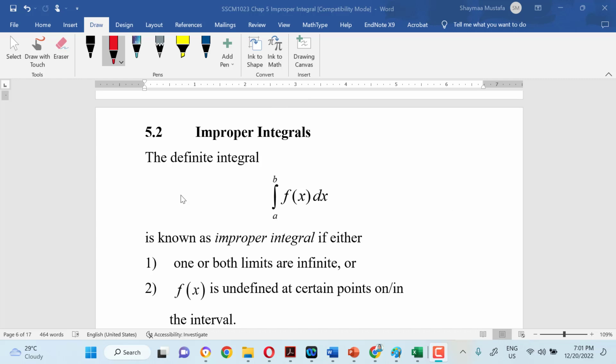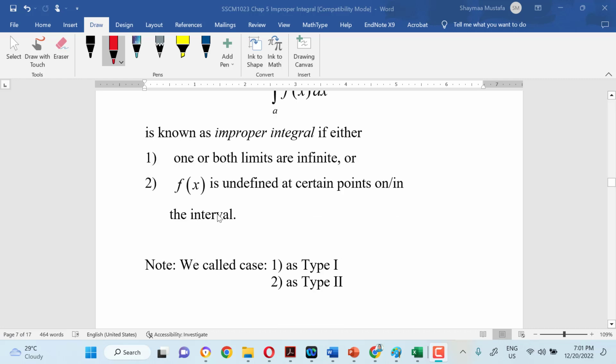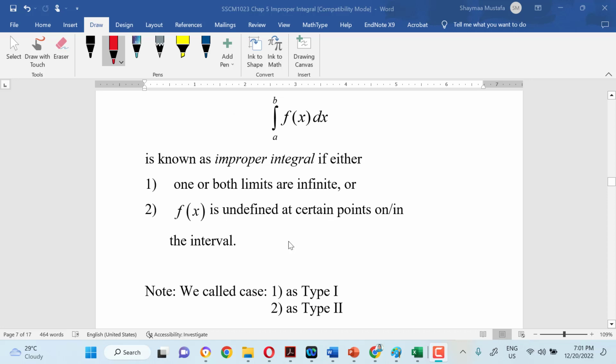Or sometimes we have a point between a and b, or maybe at a or b, where the function f of x is undefined at this point. In this case we also call this integral an improper integral. But in this case we have two types of improper integrals: when I have a problem on one boundary, or on the two boundaries, or at a number in between, because sometimes I have to separate the integral into two integrals.